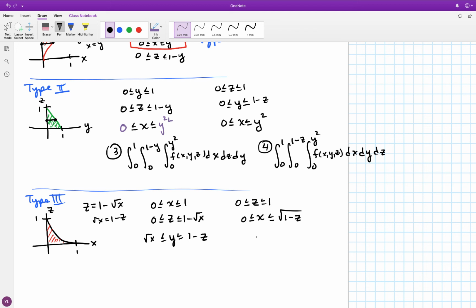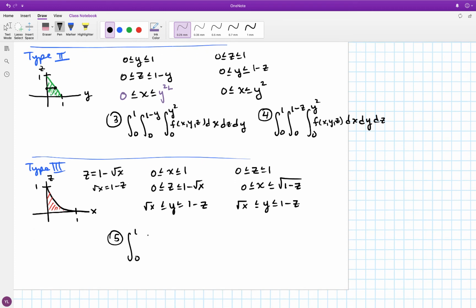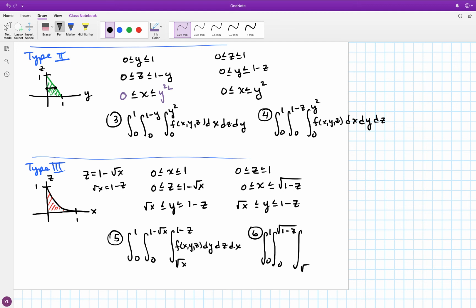Okay, set up the triple integrals from these descriptions, and we have all 6 possibilities. So this is an excellent exercise to do with any solid region that you see in the section, as well as with any tetrahedron. It's a really, really good exercise to grab a tetrahedron and try and set up all 6 directions. Let me know when you need help.